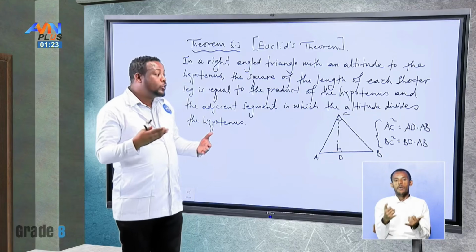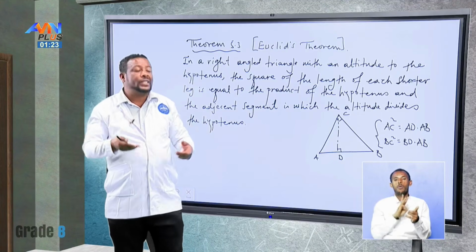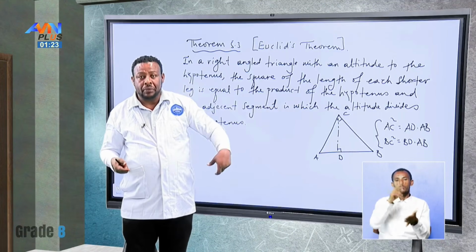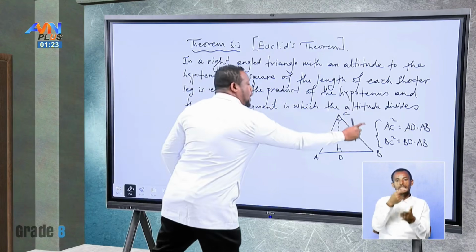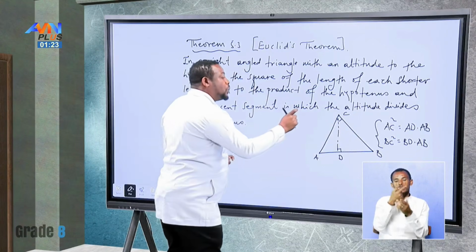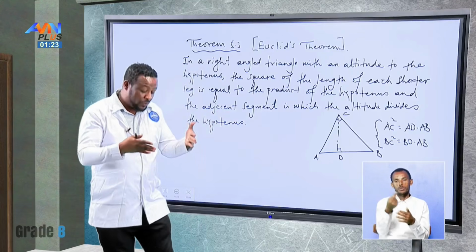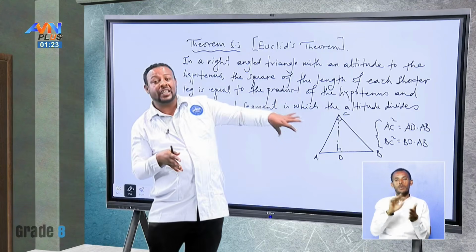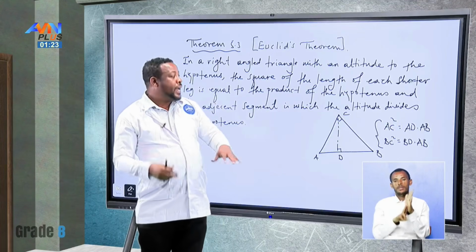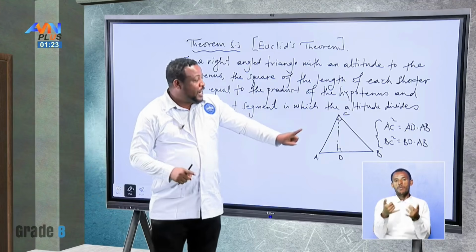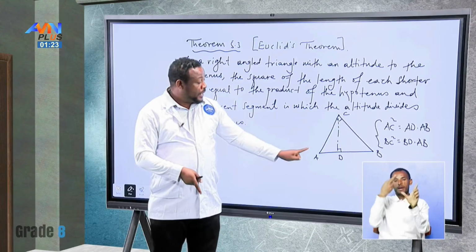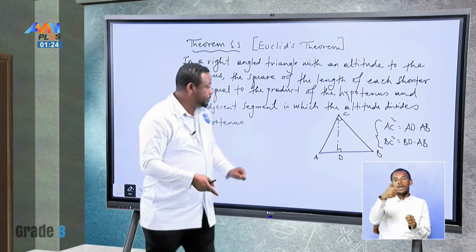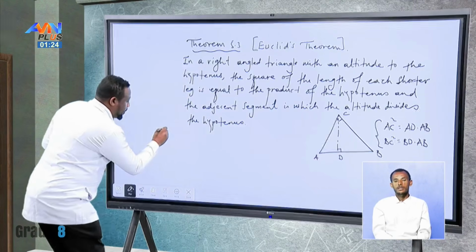Now, I will show you how we can prove these two formulas, right? To prove this formula, we need to apply the concept of similarity that we have discussed in the previous unit. Now consider the bigger triangle, which is the right-angled triangle, the bigger triangle ABC.